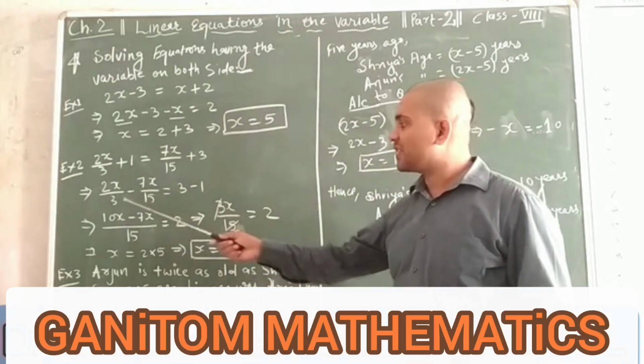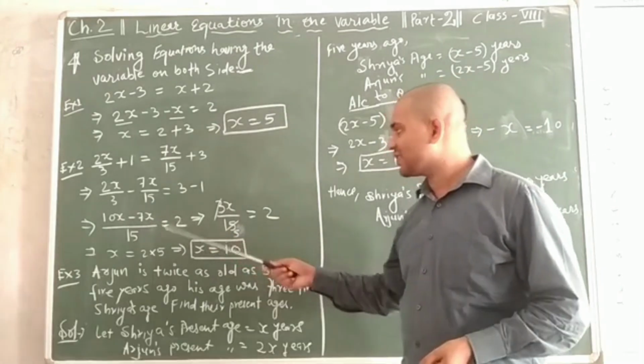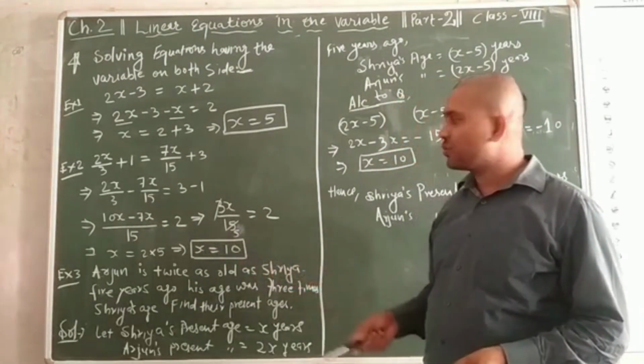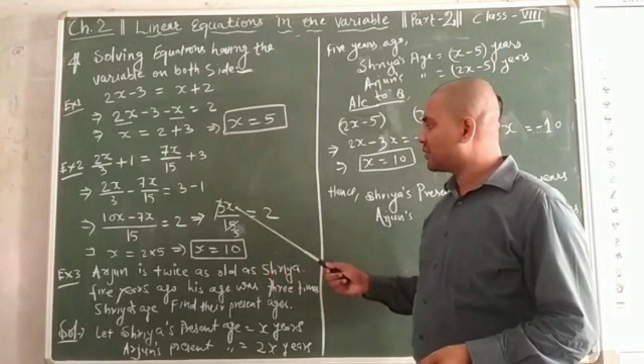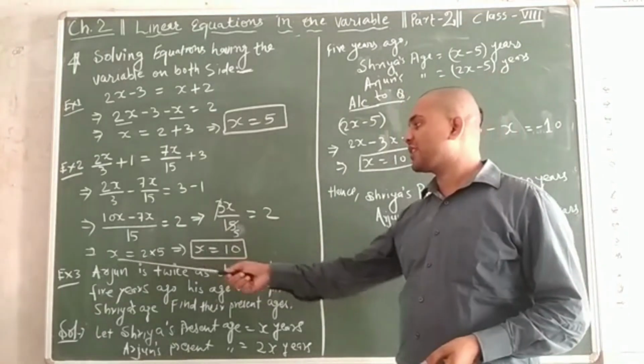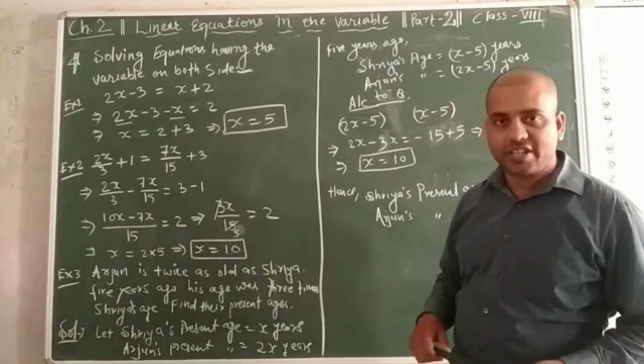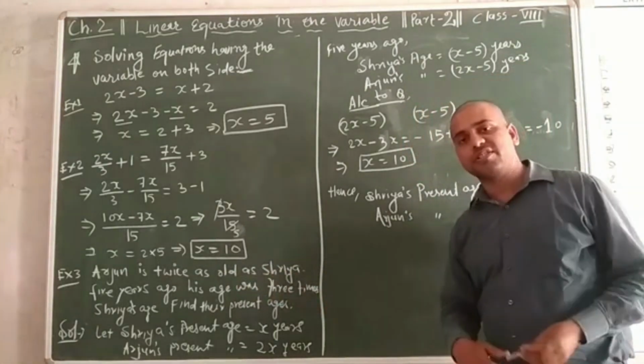Now LCM of 15 and 3 is 15. Then 10x minus 7x here, that is equal to 2, 3 minus 1. Now 3x upon 15 is equal to 2, and 3 fives are 15, that will be cancelled. So x will be equal to 2 into 5, that is, the x value we got is 10. The value of x we got is 10.